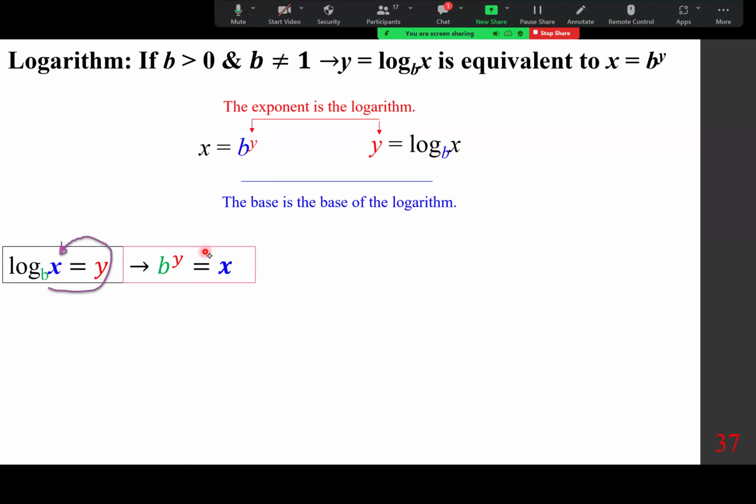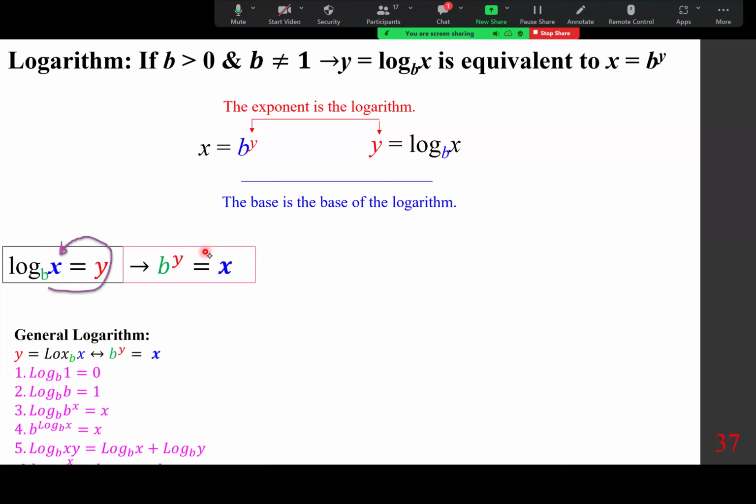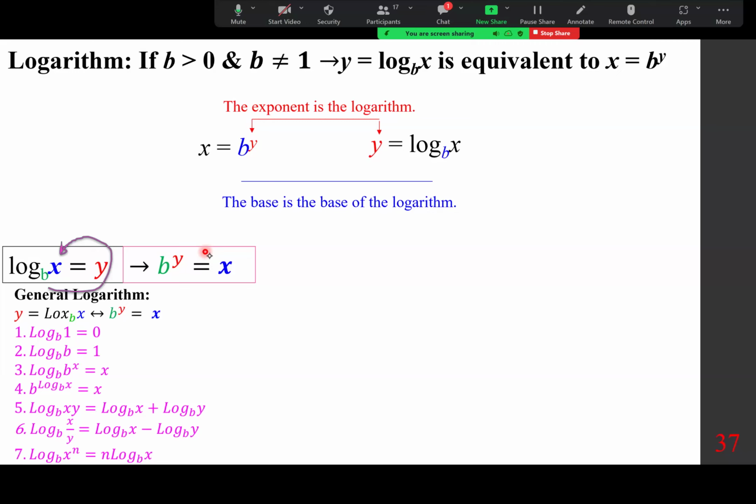It gives rise to the properties of logs for the general case, any base b, as long as it's positive and not equal to 1. Log 1 is 0, because you can look at this arrow. Log b base b is 1. Log b to the power of x of base b is x. B to the power of log x base b is x. Log of x y is log x plus log y.